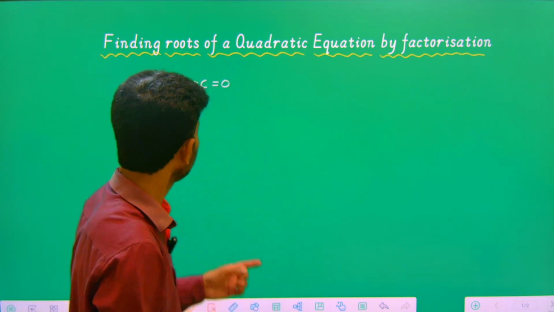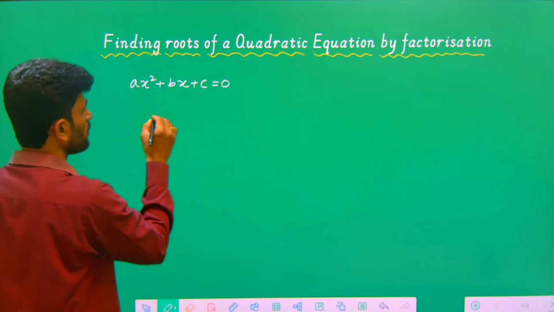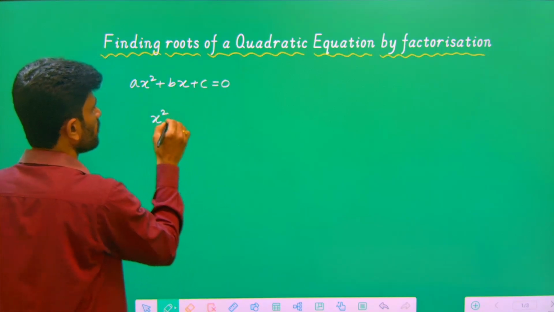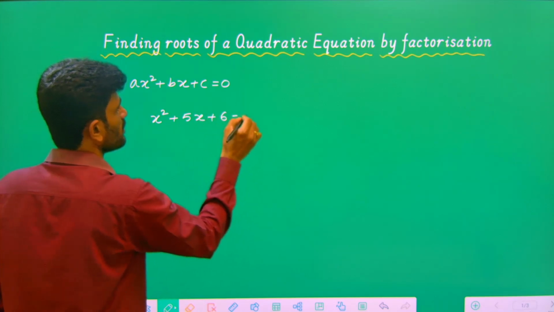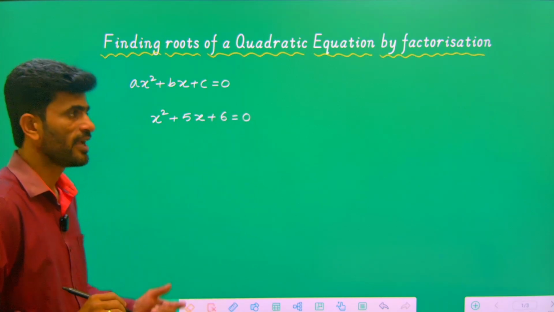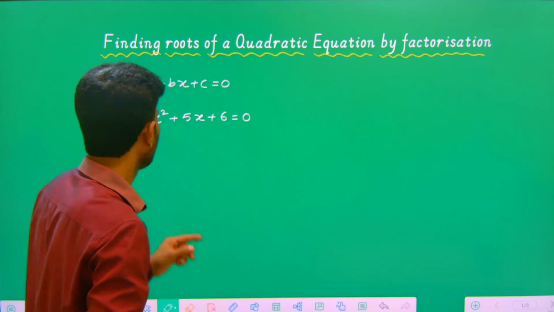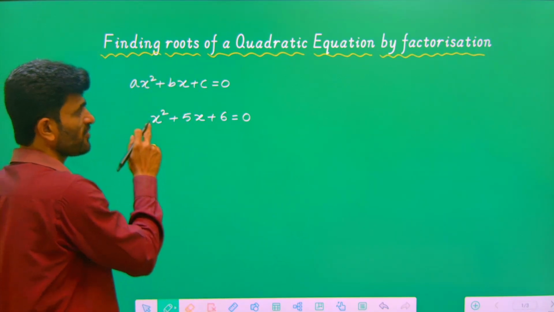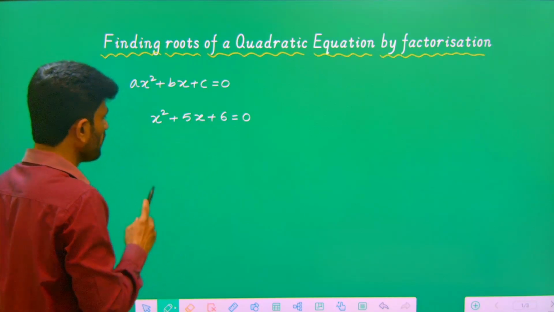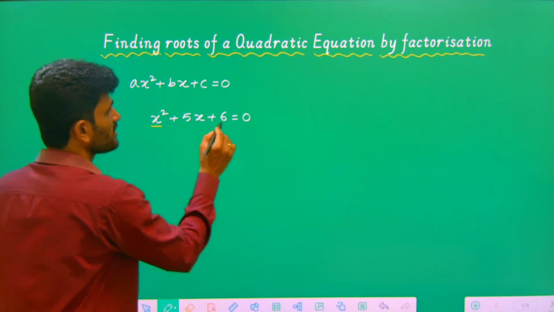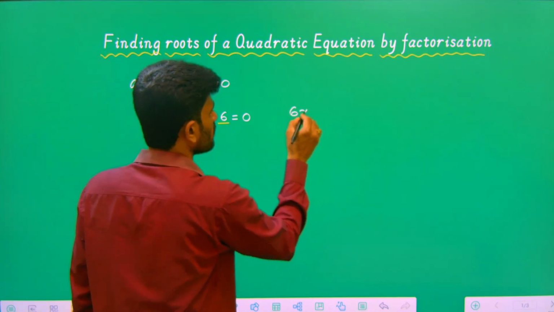Now let us understand this procedure by a simple example problem. I am taking one example problem, x square plus 5x plus 6 is a quadratic equation. We have to find the roots of this quadratic equation by factorization method. What I said to do, first I said to multiply first and last terms. First term is x square and the last term is 6. When you multiply these two, we get 6x square.